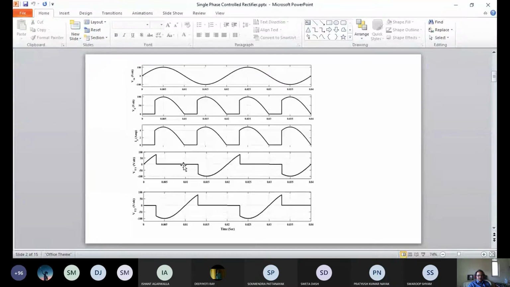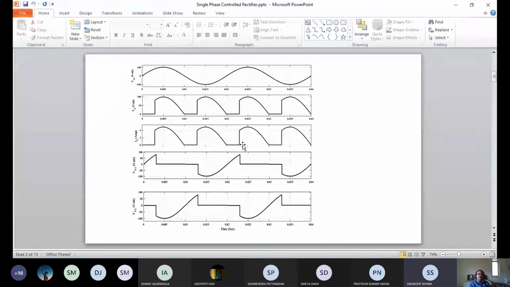When it is conducting, it is 0. Here T1 is conducting and T2 is off, so source voltage will appear. Here T2 is conducting, so voltage is 0. You got my point? Any doubt? It is not voltage drop. Voltage drop we have assumed 0 for simplicity, and holding current is 0. If it is okay, then we will move forward.